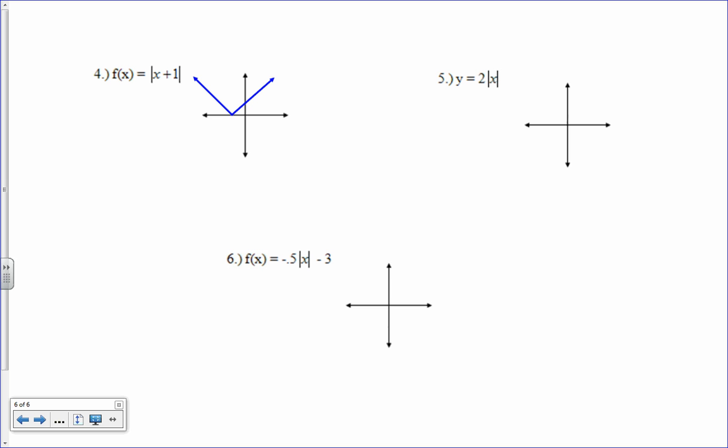Okay, so number 5 has a positive 2. So that means it moves it up 2. Is that what it does? Moves it up 2? Left 2? Right 2? What do you mean bigger 2? Vertically bigger, taller, stretch it vertically. It makes it go vertically faster. How about that? Some say skinnier.